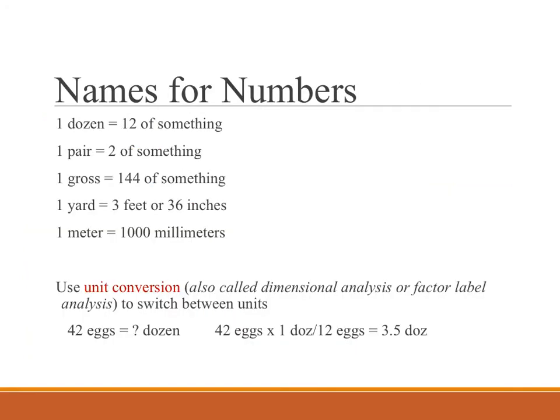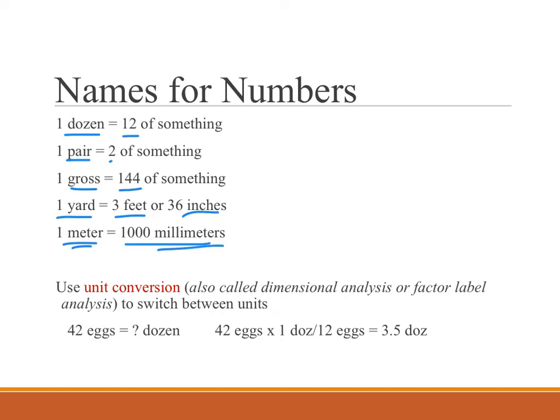Another important concept in understanding the mole is this idea that we use names to mean certain numbers. We use the word dozen when we're talking about 12 of something, or pair when we just mean 2. You might know that a gross is 144 of something, and in your measurements, you probably learned that 1 yard is 3 feet, or you can think of it as 36 inches, and 1 meter is 1,000 millimeters. To switch from one unit, one of the words for the way we're measuring the numbers, such as meter or millimeter, you use unit conversion.